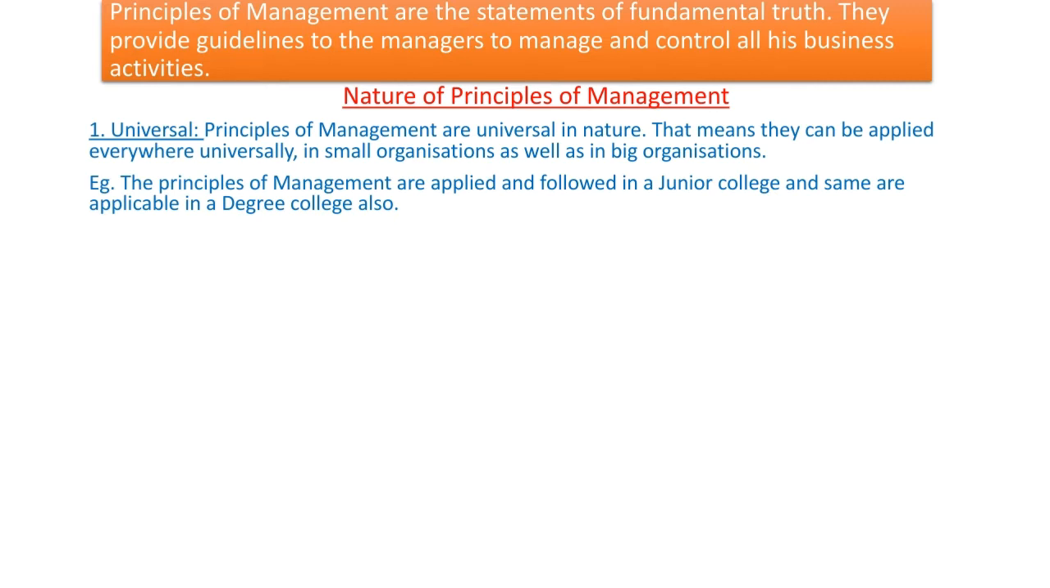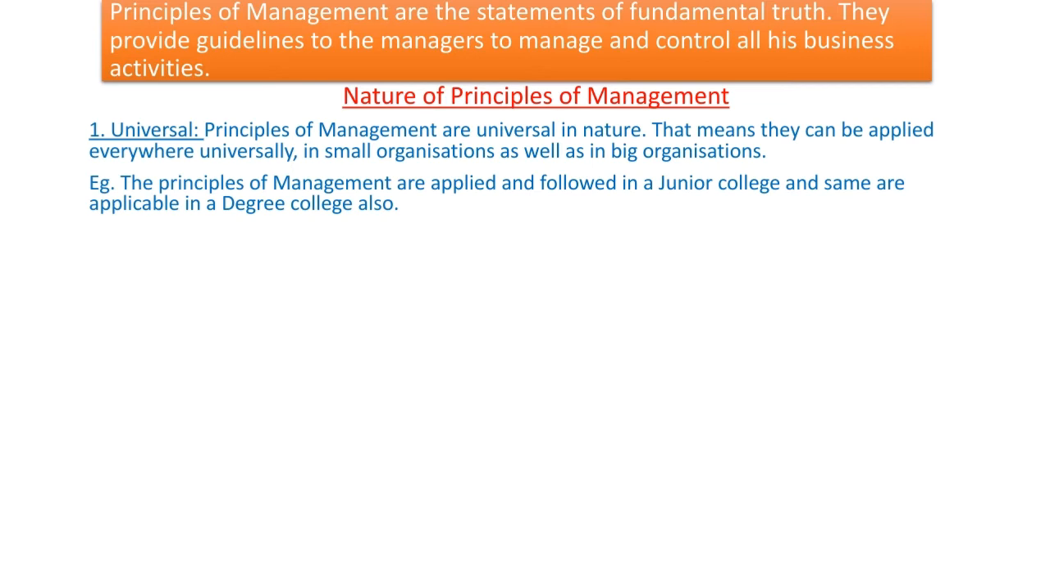If the organization is small, then also the principles of management can be applied over there. Even if the small organization is very big, then also the principles of management have to be applied over there. For that, I have given a very simple example. The principles of management are applied and followed in our junior college. Junior college means what? Where the 11th and 12th standard are there. That is called junior college. So principles of management are followed in junior college.